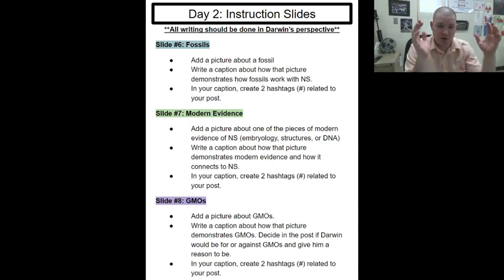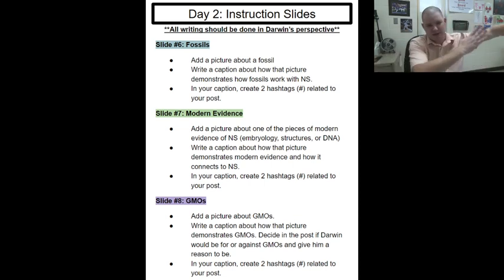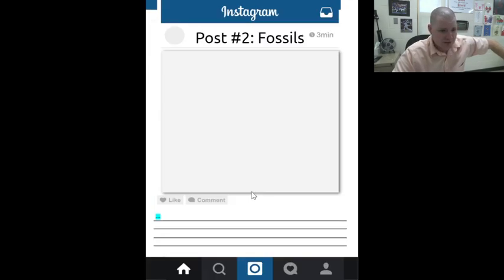But that's it. When you're done with that, you can submit that up. And this is going to be our final thing dealing with natural selection. So next week we're moving on to a new topic as we put a nice little bow on this and send it on its way. So there's post number 2 about fossils, post number 3 about the modern evidence, and post number 4 about GMOs.